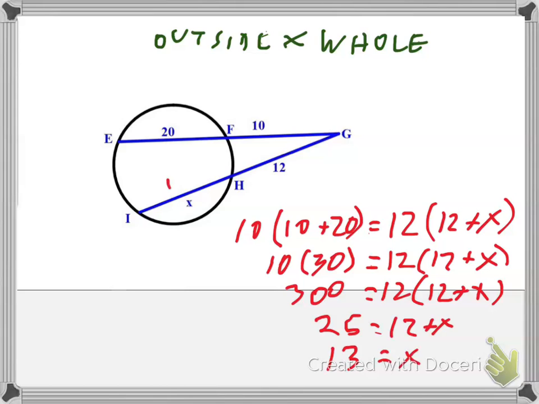So x is 13. And if it was asking for, say, IG, you have to pay attention to this: IG is the whole thing. That is this right here, that is the 25. So make sure you do get that out and solve for whatever it is you're actually looking for. Again, it's the outside times the whole thing.